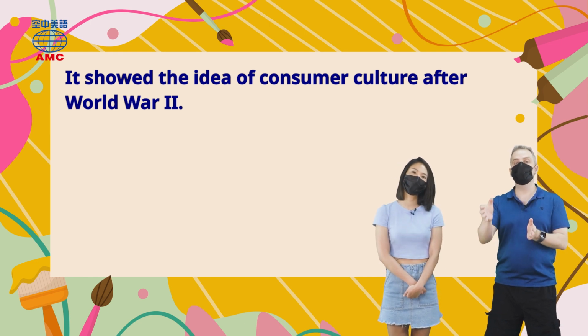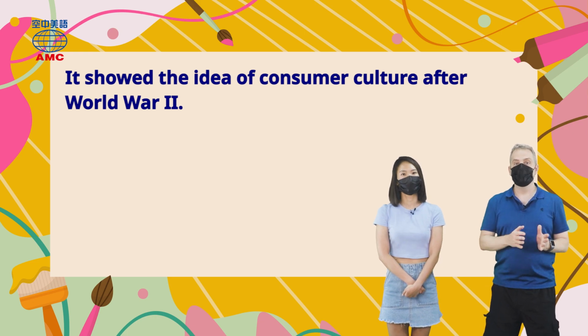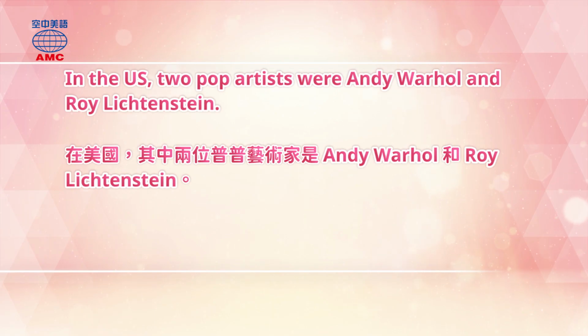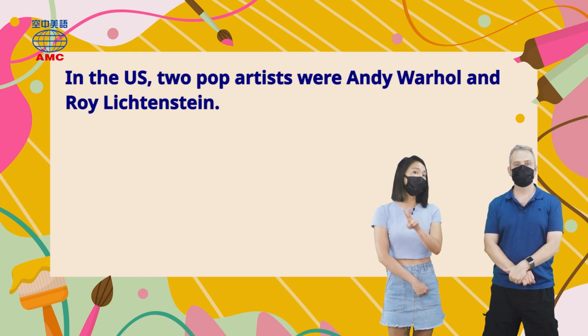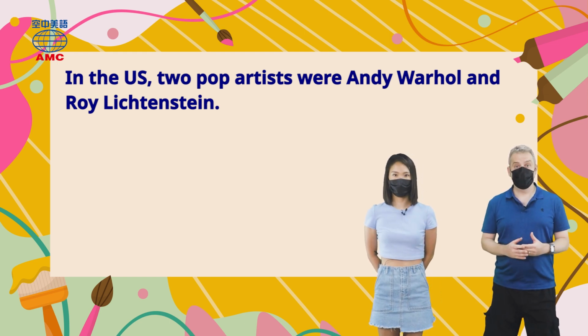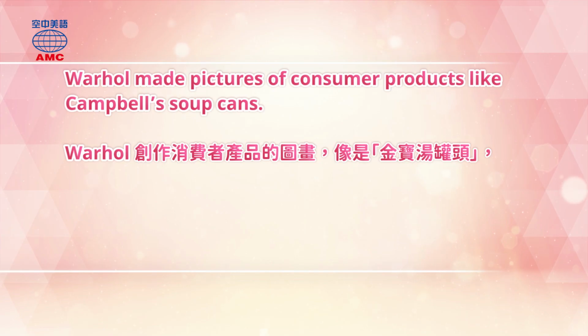What about in the US, which kind of caught on a bit later, as we saw in day one? The article says, in the US, two pop artists were one that you mentioned yesterday, Andy Warhol, and Roy Lichtenstein, or Lichtenstein. I'm not sure how he would pronounce the name. 所以这边讲到的是来自美国的两位普普艺术大师。 So let's find out what Warhol did in his pop art. The article says, Warhol made pictures of consumer products like Campbell's soup cans.